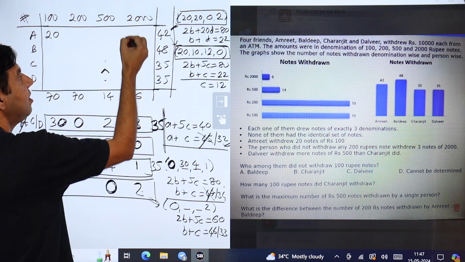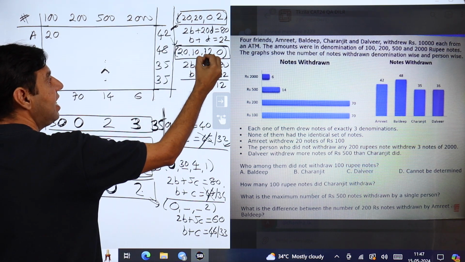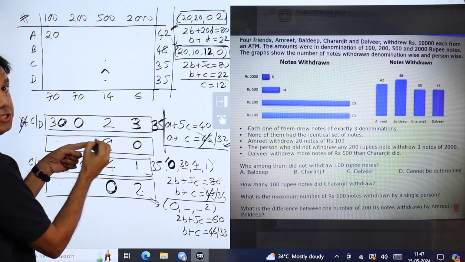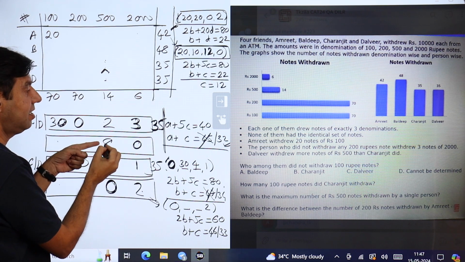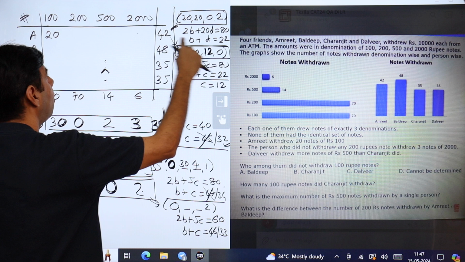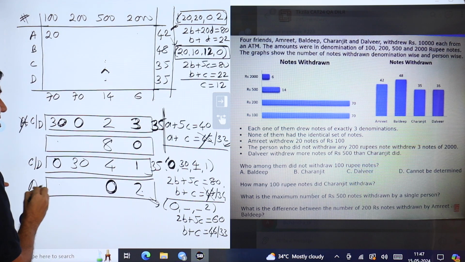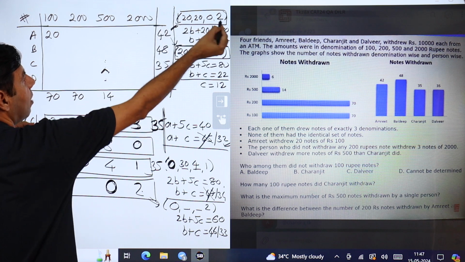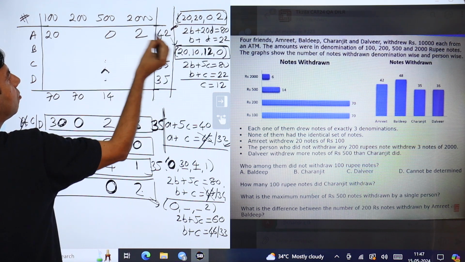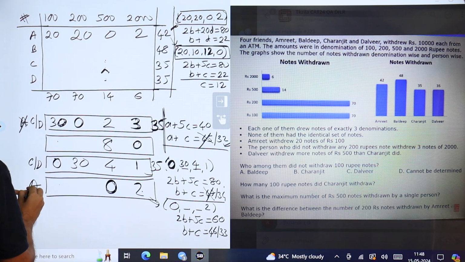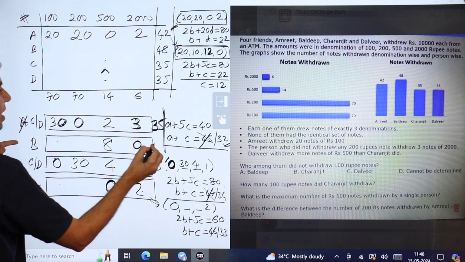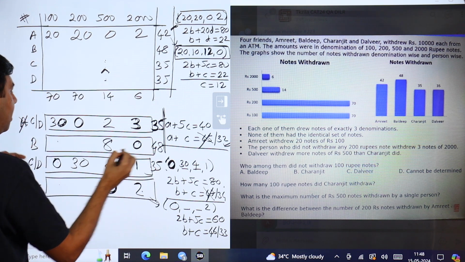Now can this row be A? If D is 0 in A here, then C has to be 12. But this is not 12, right? So this can't be the A, because if D was 0, A had to be this. So this can't be A. This has to be A. So if this is A, I know this. This is 2, this is 0. The sum has to be this 20. This is A, so this will have to be B. So this has to add up to 48.